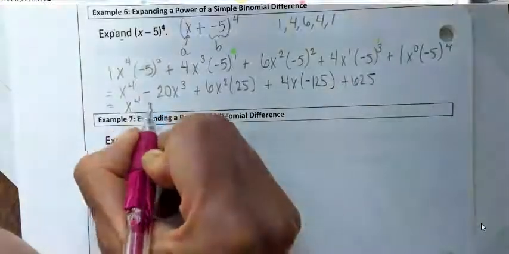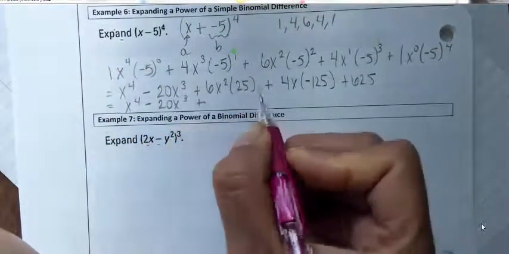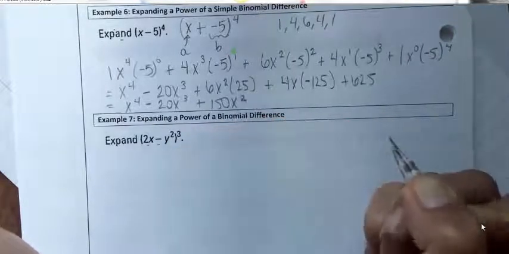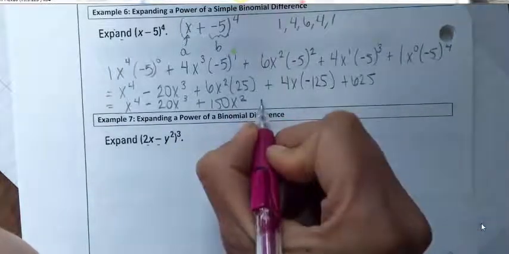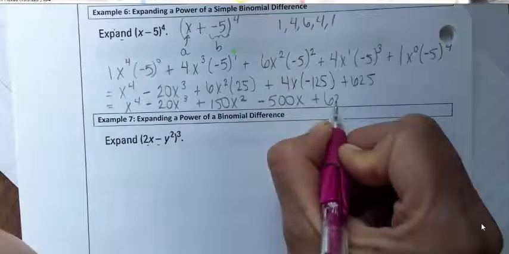Okay, simplifying one last time. Let's see, that's 150, I believe. That's 500, but negative 500 and positive 625.